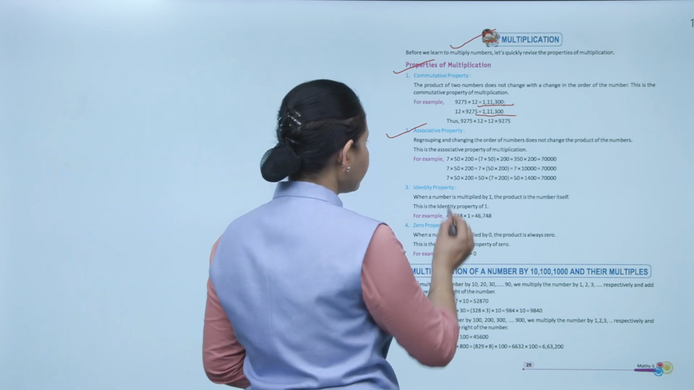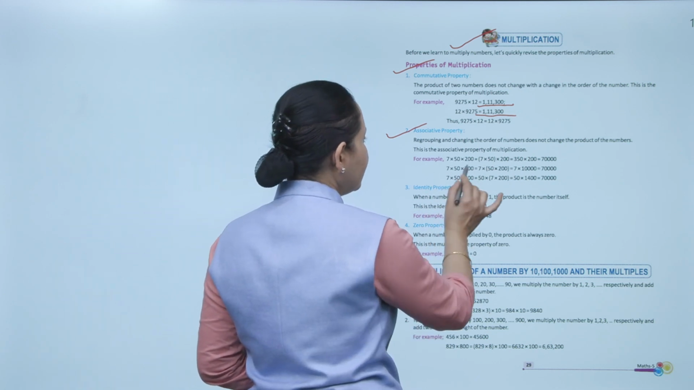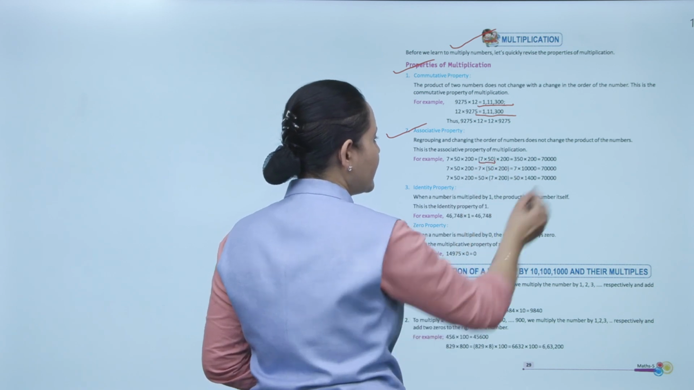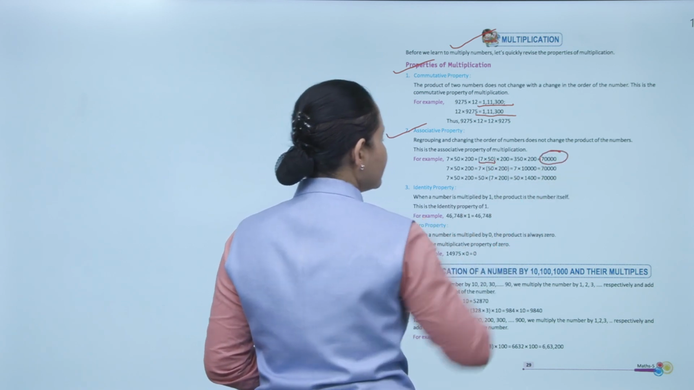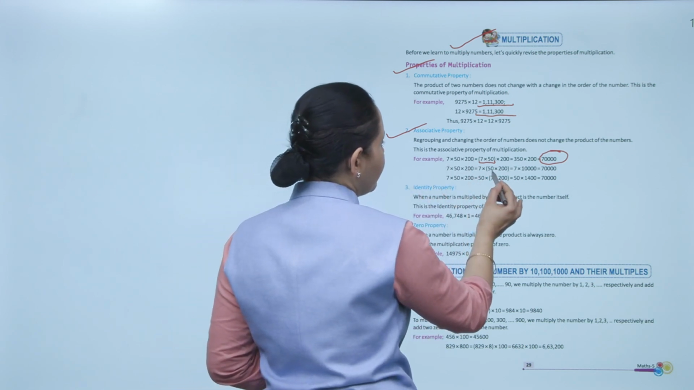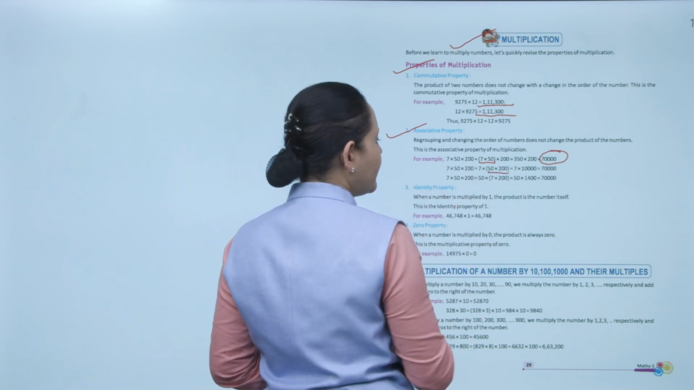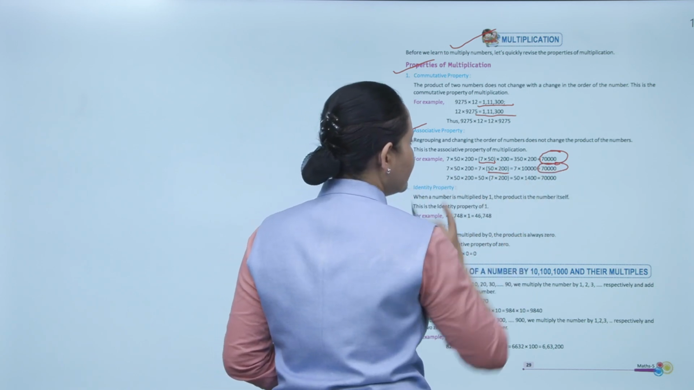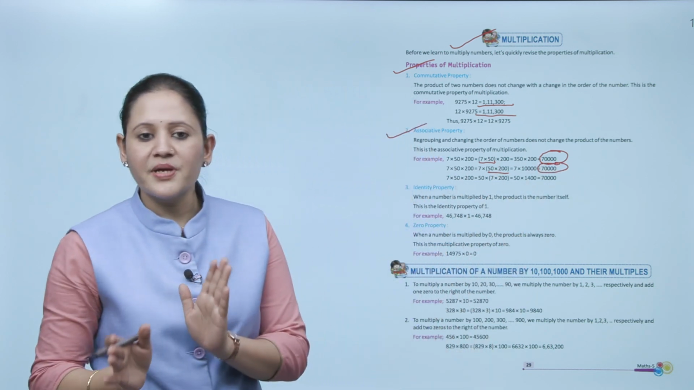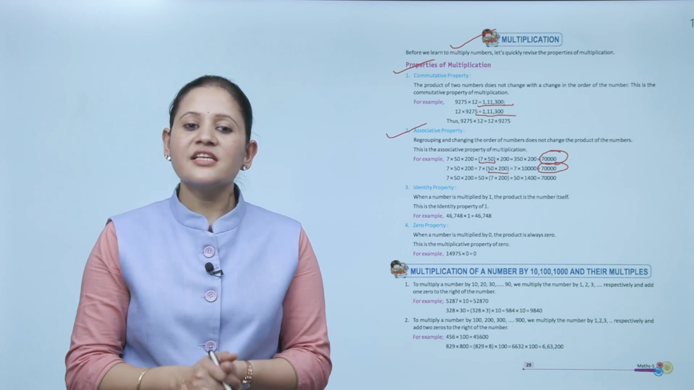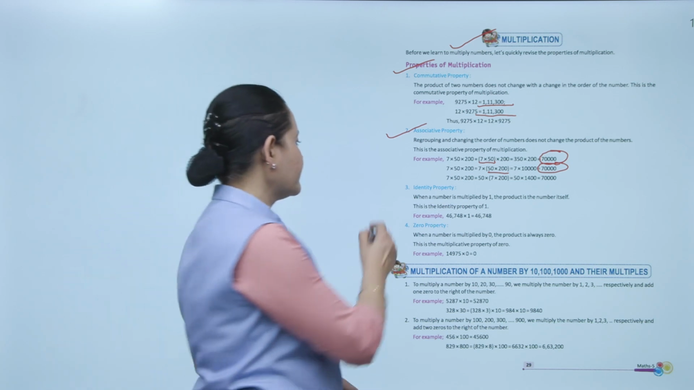So here we have to multiply these three numbers. So first multiply these two numbers and then multiply the result with 200. Answer is 70,000. Now we have changed the grouping. First we multiplied these two numbers and then multiplied with 7. Again the product is 70,000. So if we change the grouping, the product will remain the same. That is the associative property. Next, identity property.